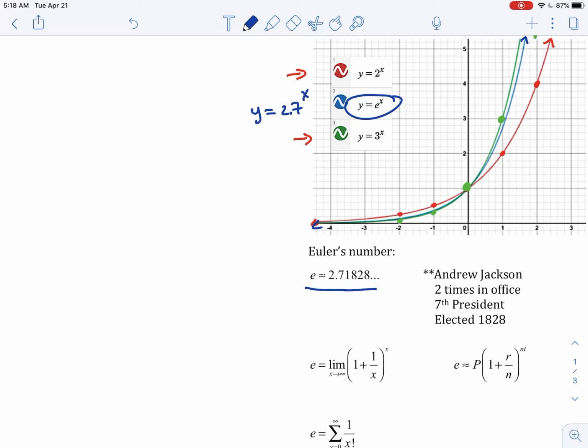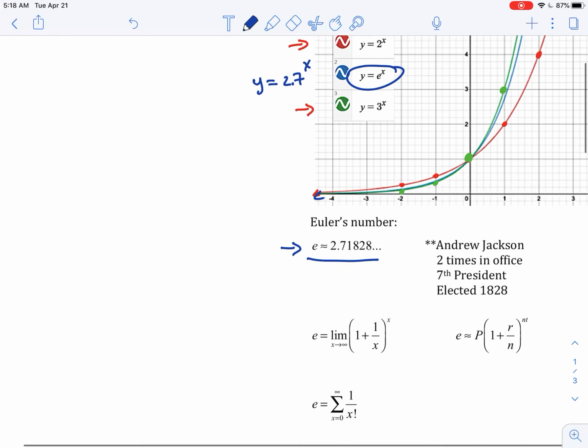One way to remember it is, for you history gentlemen out there, Andrew Jackson. He was in office twice. He was our 7th president, and he was elected in 1828, which coincidentally are the first 6 numbers in Euler's number, this number of e.